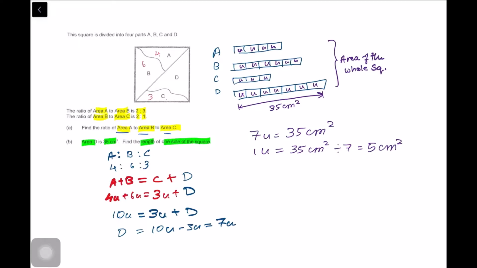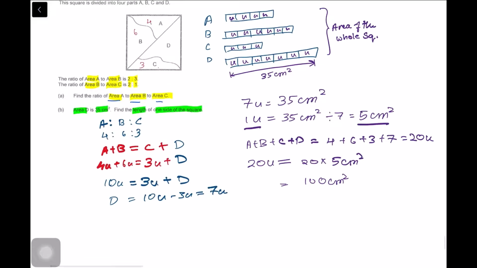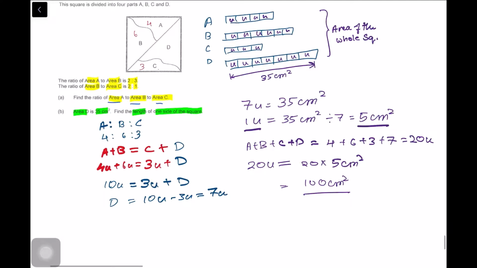The total area of the whole square in units is A plus B plus C plus D, which is 4 plus 6 plus 3 plus 7, which is 20 units. If 1 unit is 5 square centimeters, then 20 units would be 20 times 5, which gives us 100 square centimeters. So the area of the whole square is 100 square centimeters. The only number that when multiplied by itself gives 100 is 10, because 10 times 10 is 100.